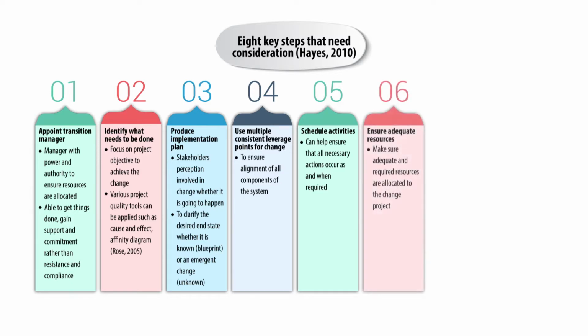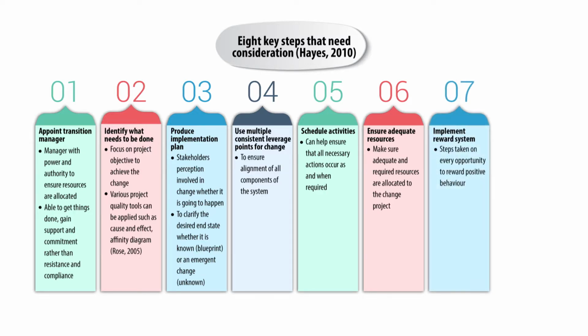Another step is ensure adequate resources. This is to ensure adequate and required resources are allocated to the change project, followed by implement reward system. Steps need to be taken on every opportunity to reward positive behavior.